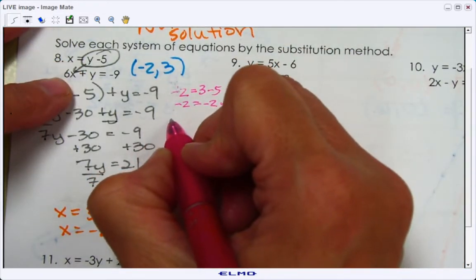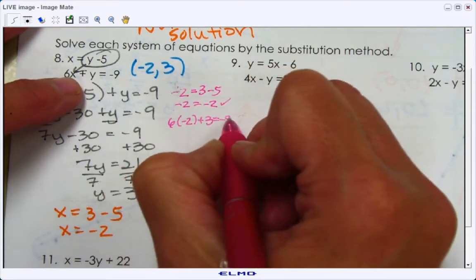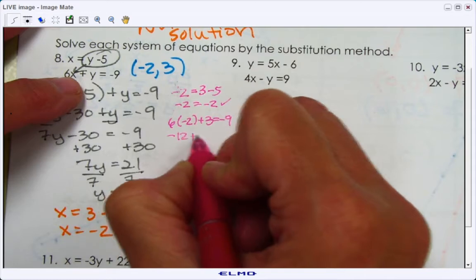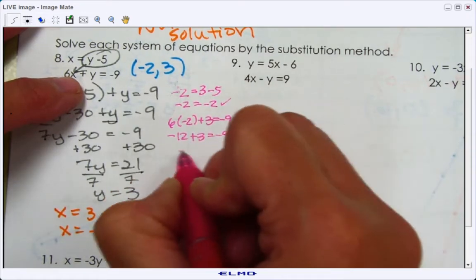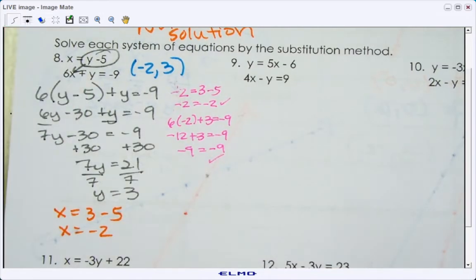So let's plug it in here. 6 times negative 2 plus 3, does that equal negative 9? So negative 12 plus 3, does that equal negative 9? It sure does. So I have a solution.